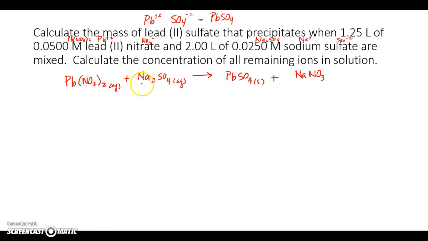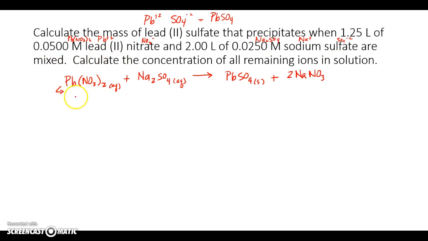And it looks already that we have one lead here, 2 sets of nitrates over here, but only one here. And also we have 2 sodiums. So by putting a big 2 here, that should balance that part out. And it looks like everything else is balanced. So there's our balanced chemical equation. So now let's identify what information we have.